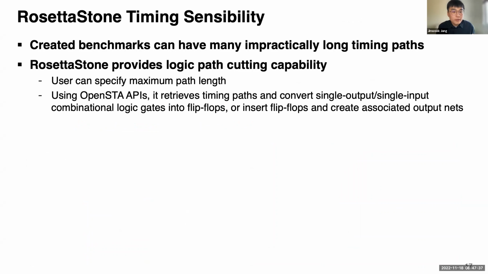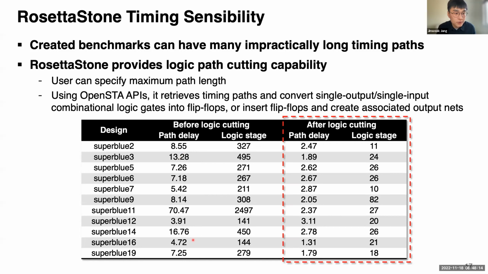While developing the Rosetta Stone, we found that the converted benchmarks have impractically long timing paths, and we took up this problem. The Rosetta Stone provides a logic path cutting capability. Users can specify the maximum path length constraint as an input to the tool. Then, using the OpenSTA API, the Rosetta Stone retrieves the timing paths of the design, inserts flip-flops, and transforms the netlist properly. This table shows the result. These two columns show the original results before the logic cutting, and you can see that all the designs have very large logic stages. For example, this design has thousands of logic stages, with a very long path delay at the end. With the logic cutting capability, we can see that the logic stages and the path delay are now in very reasonable shapes.